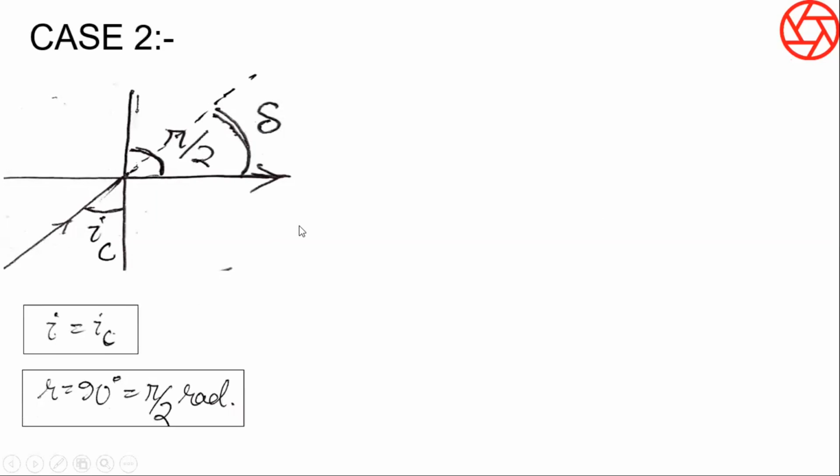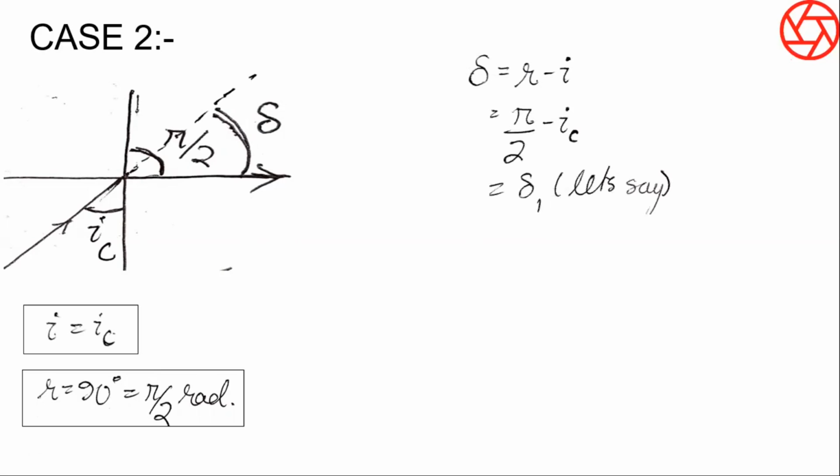Now second case, when the angle of incidence is equal to the critical angle. In this case, the angle of refraction in the rarer medium is equal to 90 degrees or pi by 2 radian. And again using the same formula, that is delta is equal to r minus i, as it is again refraction in this case also, we can find that delta is equal to pi by 2 minus i, and let's consider it as delta 1. Here this angle of refraction is pi by 2.